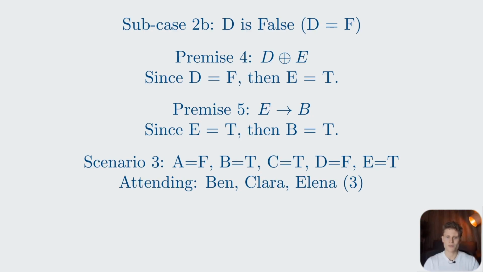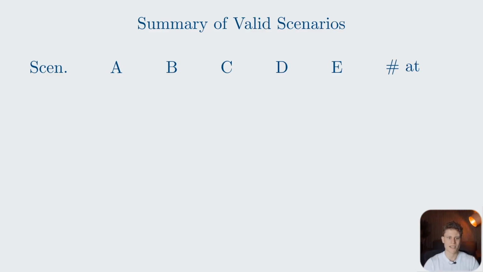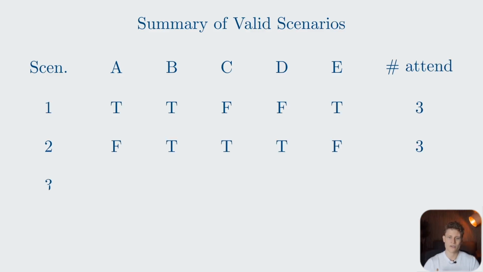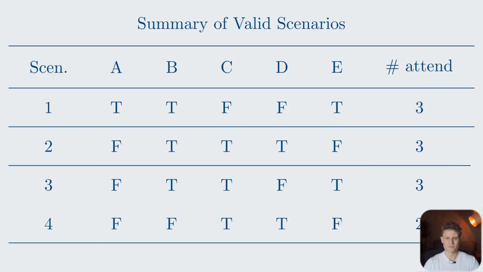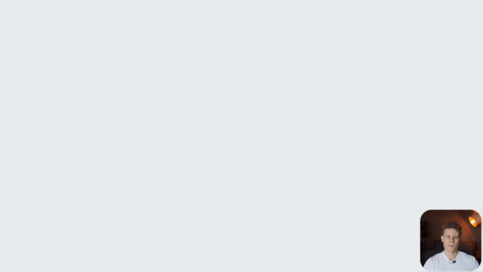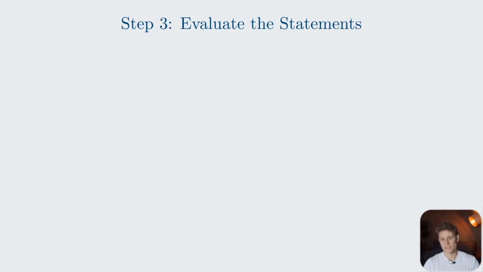We have completed the most crucial part of this problem. Let's put them all in a table for clarity. Notice that in 3 of the scenarios, exactly 3 people attend. In one scenario, only 2 attend. Now that we have our complete set of valid scenarios, we can finally evaluate the 5 statements given in the problem. A statement is correct, or must be true, if and only if it holds in all 4 of our valid scenarios. If we find even one scenario where it's false, the statement is incorrect.